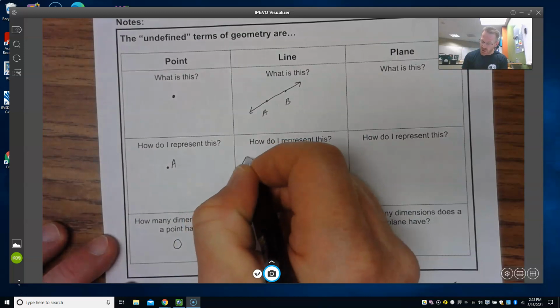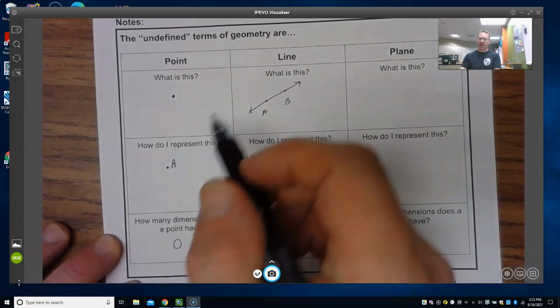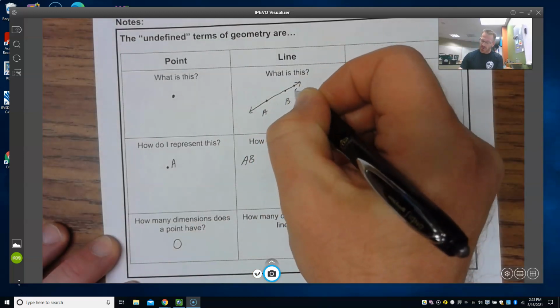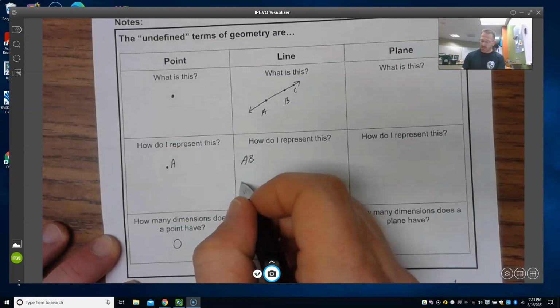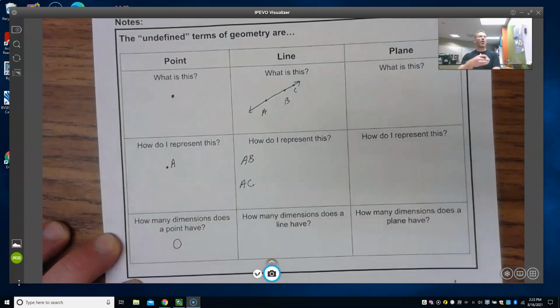Most of the time, we're going to use 2 letters on that line, and it could be any 2 letters on that line. So, for example, I could do AB. Let's say there was a third letter here. Let's say C was over here. I could say that this was line AC as well, or I could say it's BC. Those would all be the same. It's kind of like when you're traveling through a city and you're on the same road, but it just changes name. So it goes from Main Street to Highway, whatever.